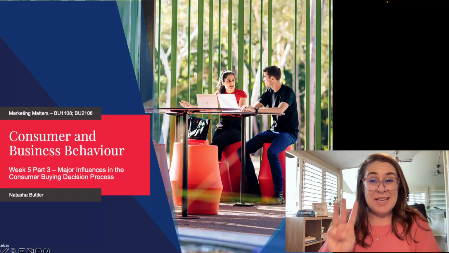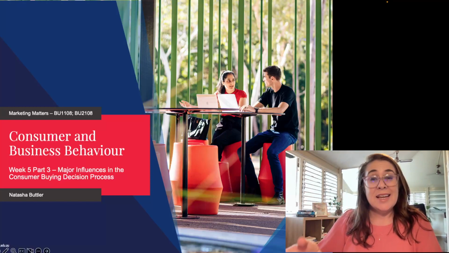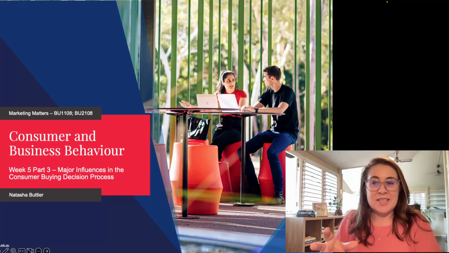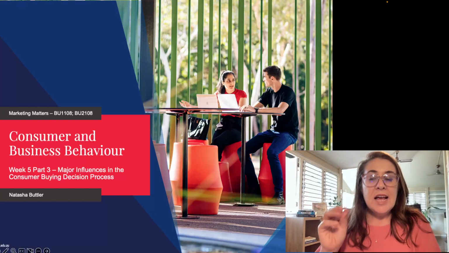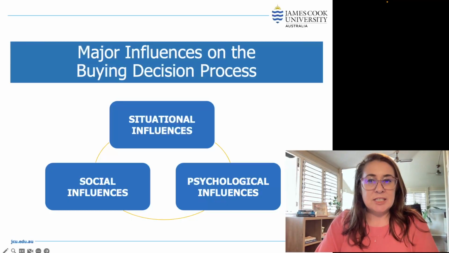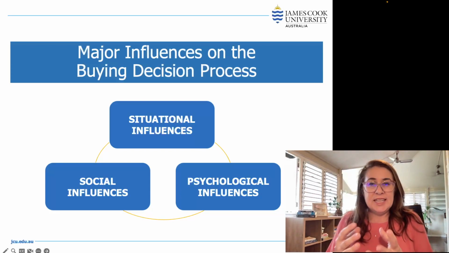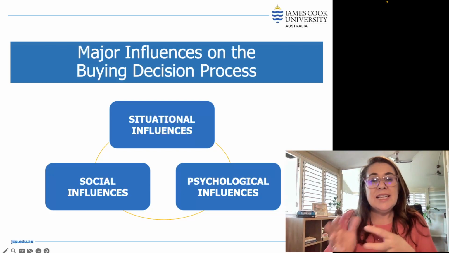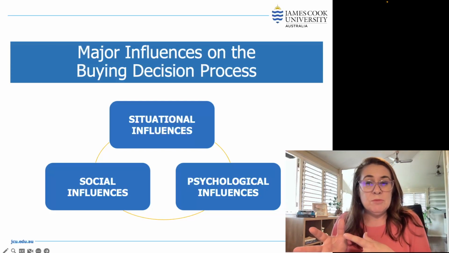Consumer and business behaviour. Now, in the first video, we discussed the consumer decision-making process. In the last video, we spoke about the level of involvement and the problem solving that's used depending on the type of purchase. Now, in this video, we're going to discuss some of the major influences on that buying decision-making process. So when we go through that decision-making process, we also need to consider the influences that can impact the consumer on their way to making that purchase. These are the situational, psychological, and social factors that influence consumer behaviour.